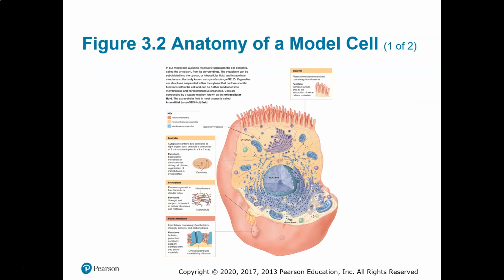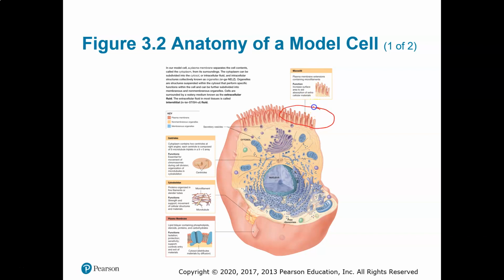This is a figure of a typical animal cell, and my view of it is very difficult to see, so you may want to go back to your slides and blow it up to see everything more clearly. But I will go through some of these organelles with you and explain their function.